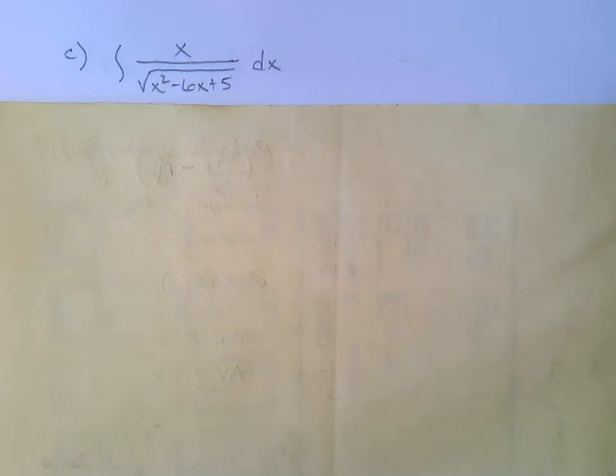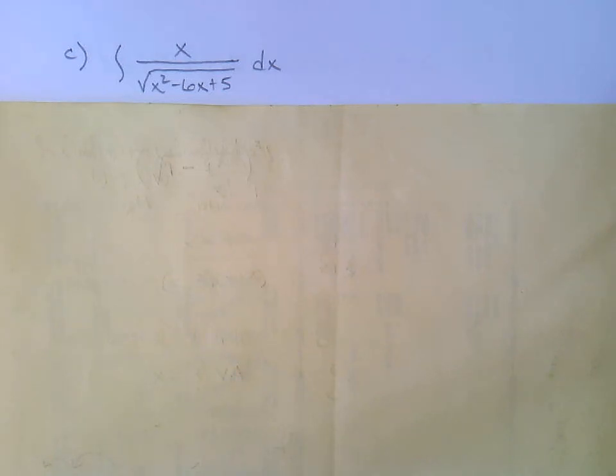Let's see what happens in part C. It's the integral of x over the square root of x squared minus 6x plus 5. Okay, so looking at that, definitely something different going on. You know, I see that square root.